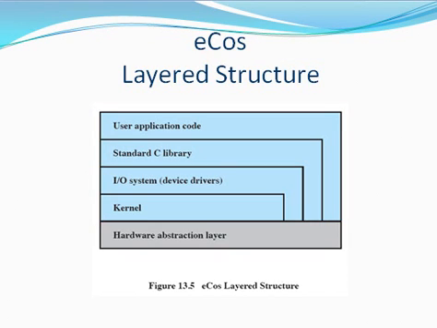This is the ECOS layout structure. The key design requirement for ECOS is portability to different architectures and platforms with minimal effort. To meet this requirement, ECOS consists of a layered architecture. This ECOS layered architecture consists of hardware abstraction layer, kernel, input-output device drivers, standard C library, and user application code.